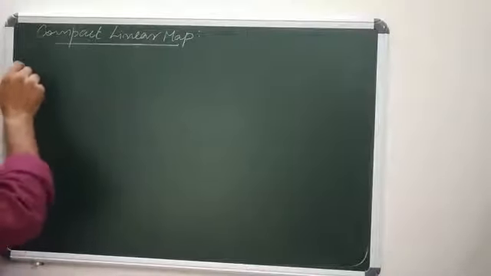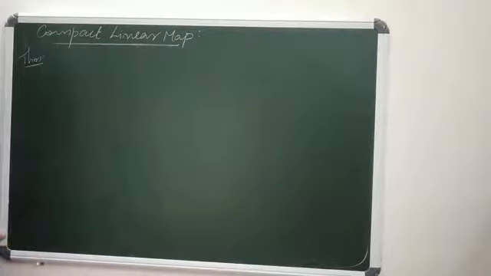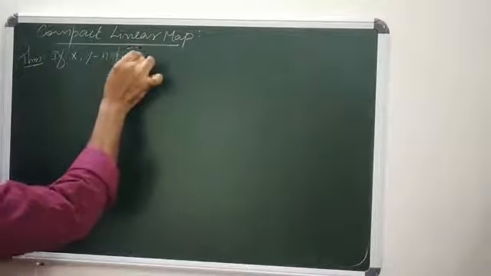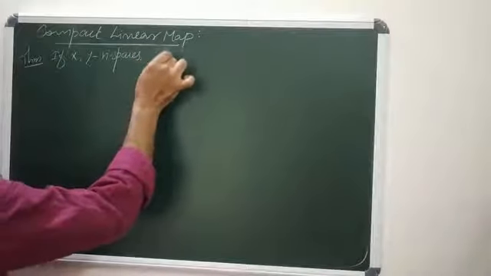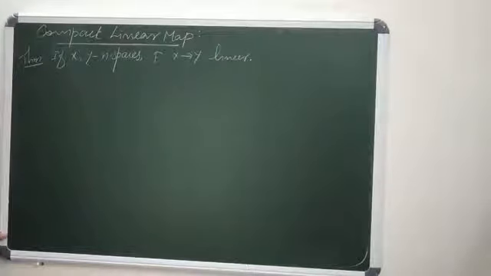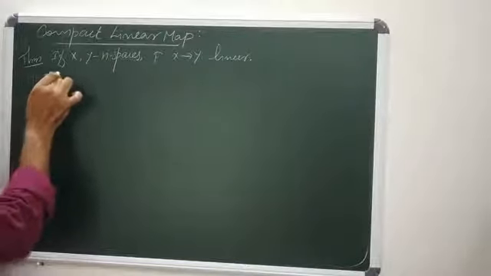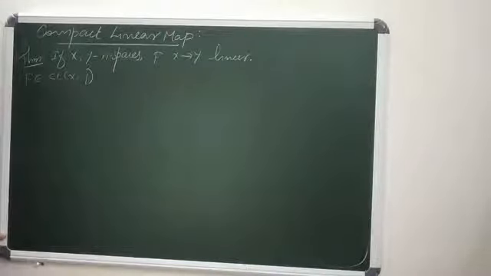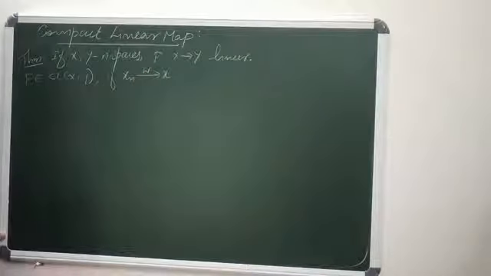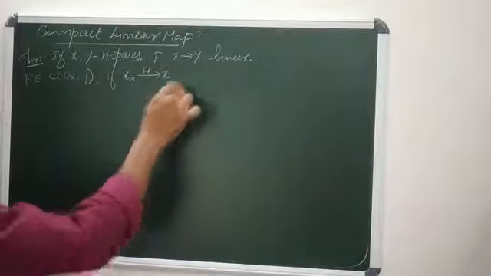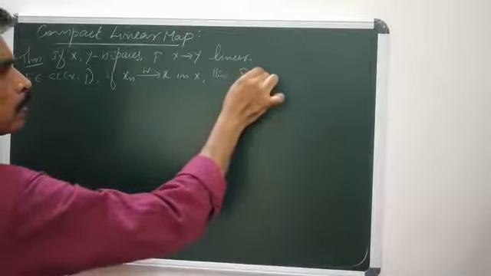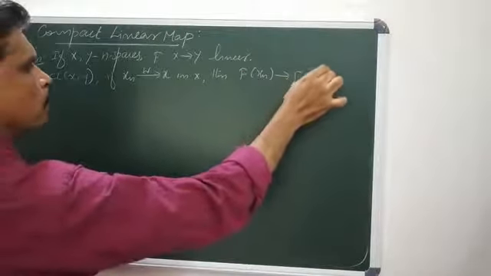Now we are going to end with an interesting result. The theorem states that if X and Y are normed spaces and f from X to Y is linear, and f is in CL(X,Y), then if xn weakly converges to x in X (we know what weak convergence is), then f of xn converges to f of x in Y.